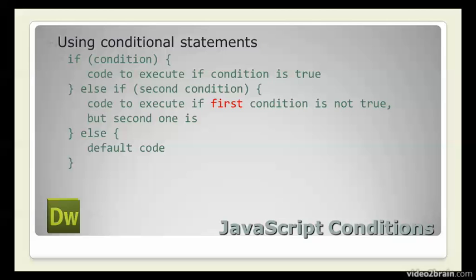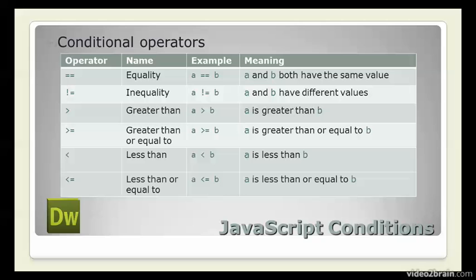The important point here is that only one block of code is executed, so even if the second condition is true, but the first one is true, it's the first one that takes precedence. The condition is often a comparison, such as two values being equal, or one being larger than the other. This table lists the most important comparison operators used in JavaScript.